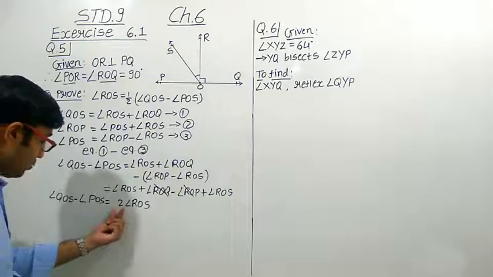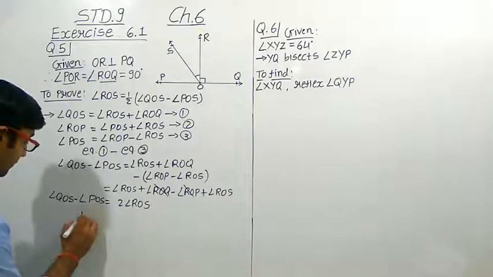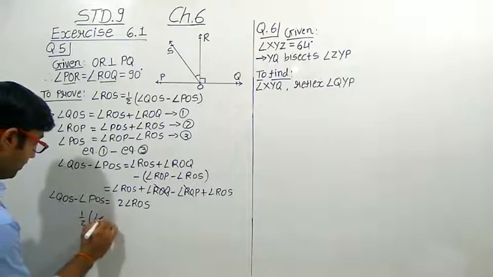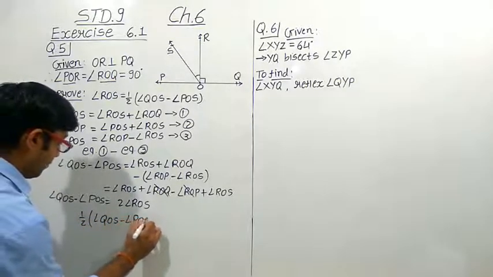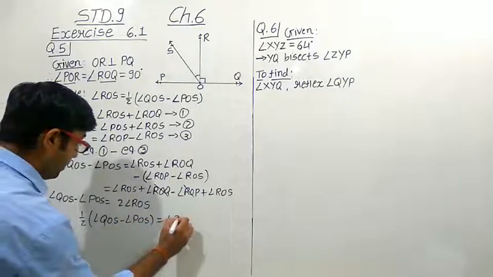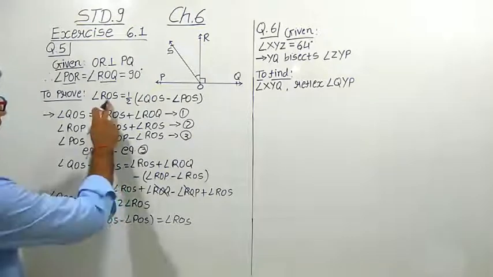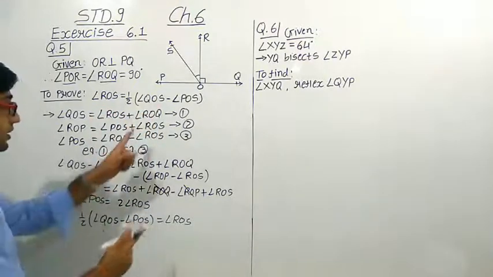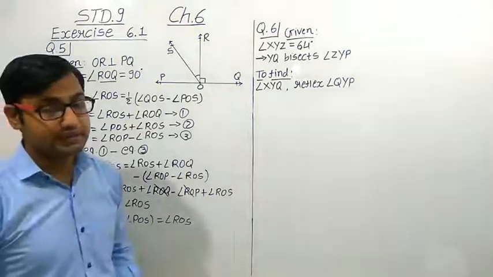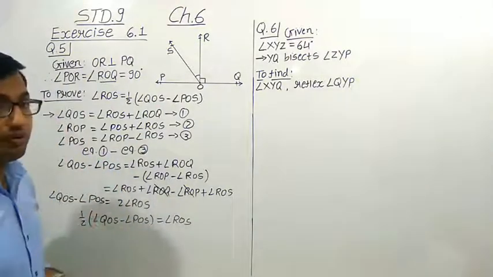So when we take this 2 to the left hand side, what will remain here is 1/2 of angle QOS minus angle POS, which is equal to angle ROS. And that we have to prove. Angle ROS is equal to 1/2 angle QOS minus angle POS. Understand? So in this way we can solve this type of questions.